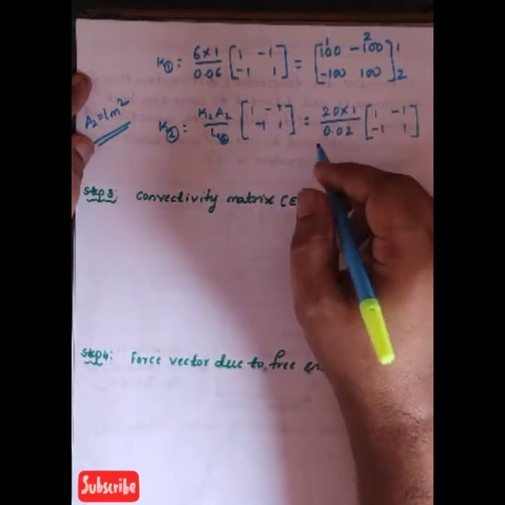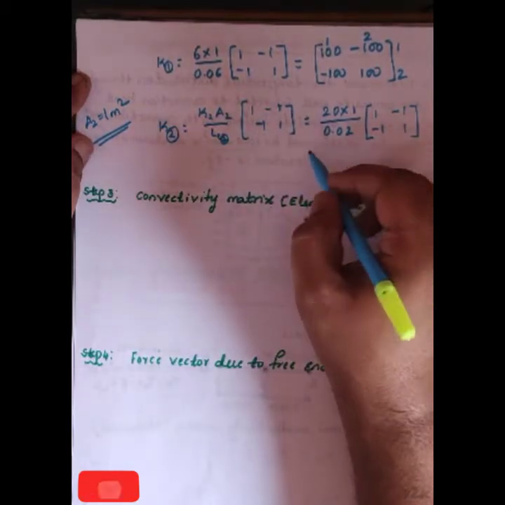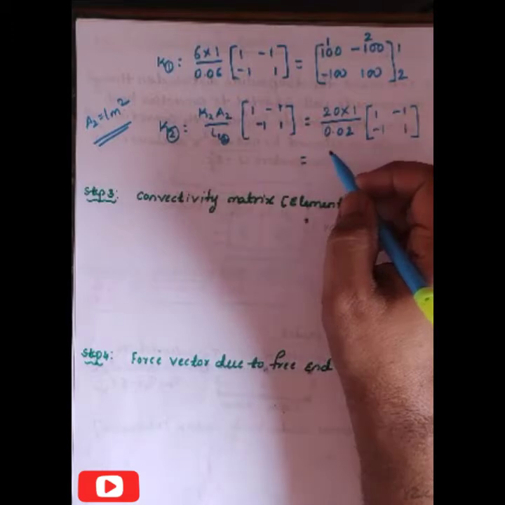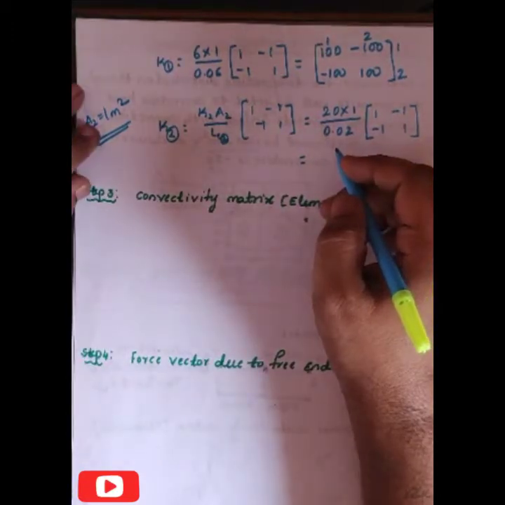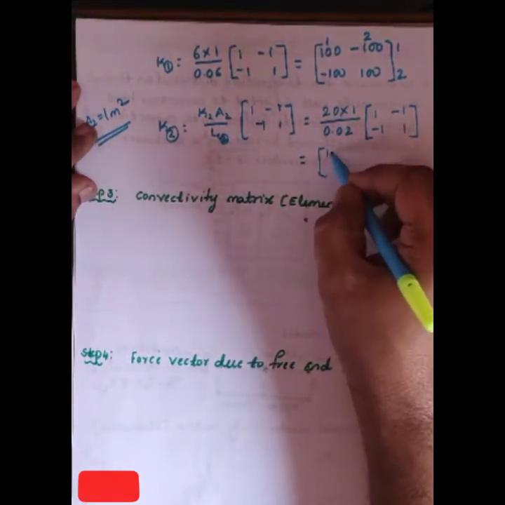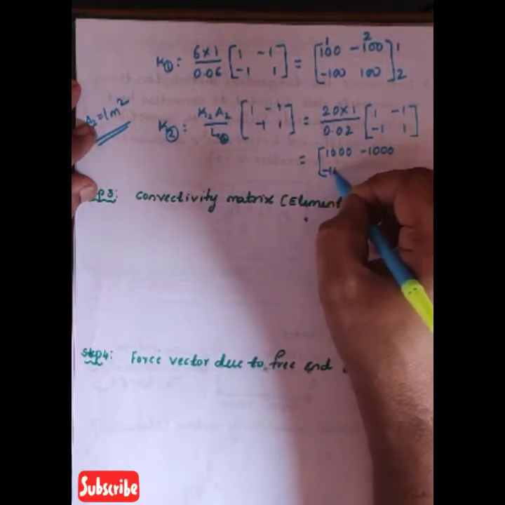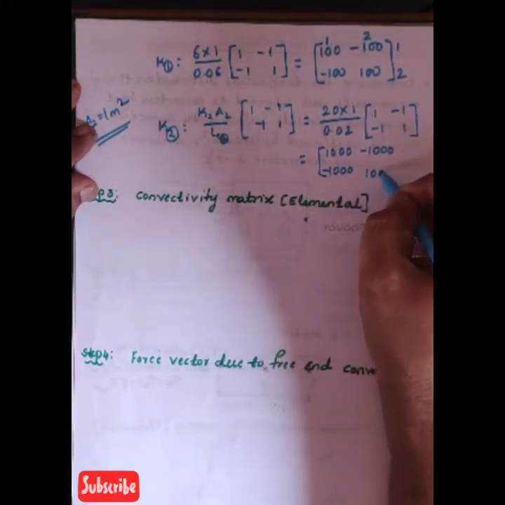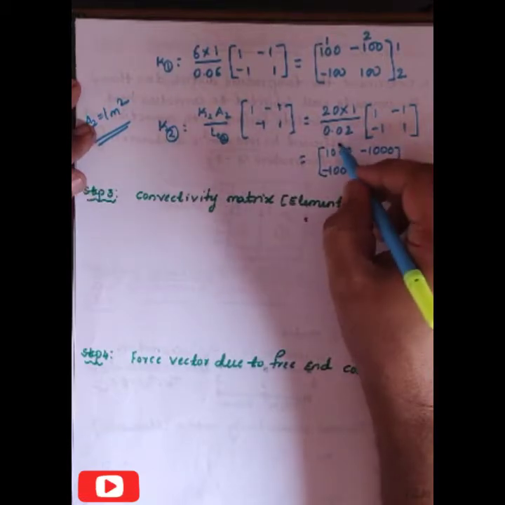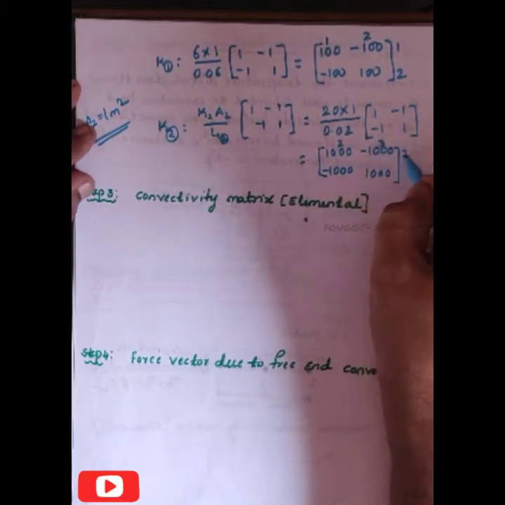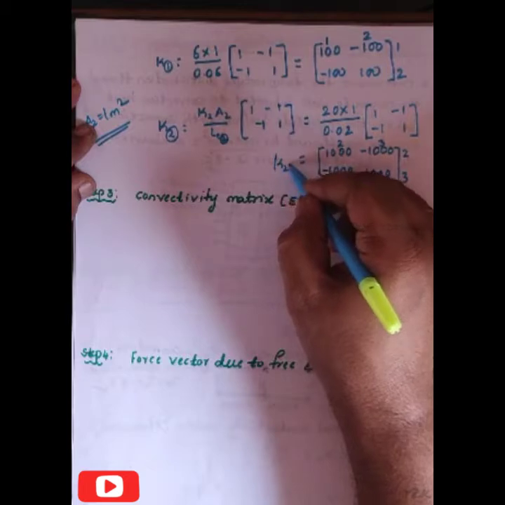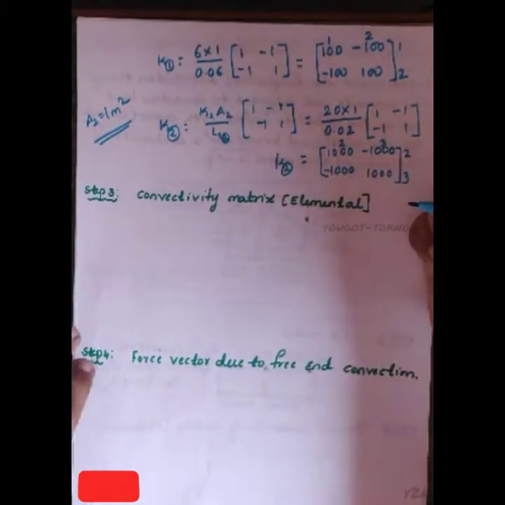Calculate it: 20 divided by 0.02, you are going to get 1000. So the matrix is [1000 -1000; -1000 1000]. This belongs to nodes 2 and 3. This is your K1 and K2. Now you have elemental matrix 1 and elemental matrix 2.